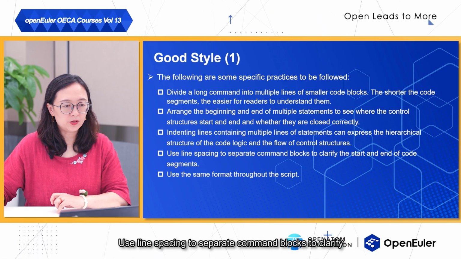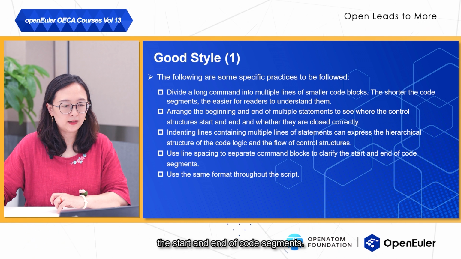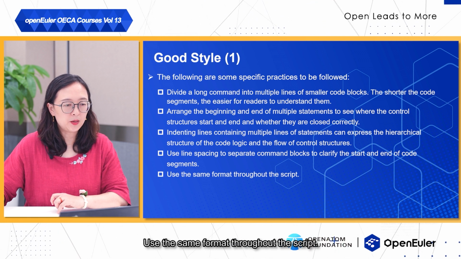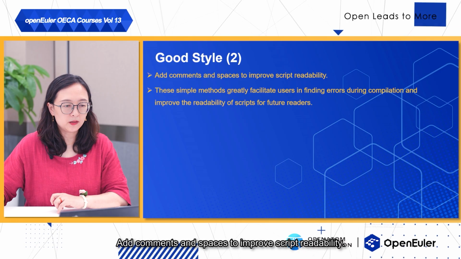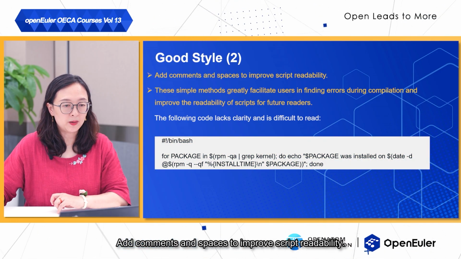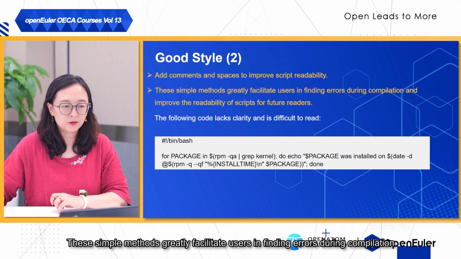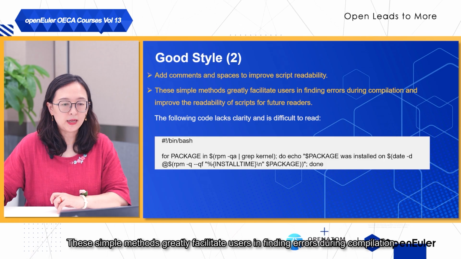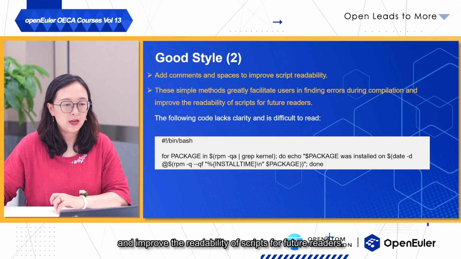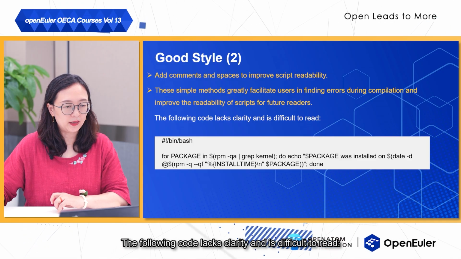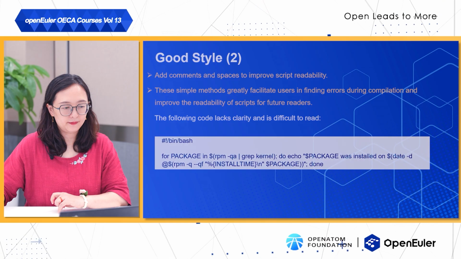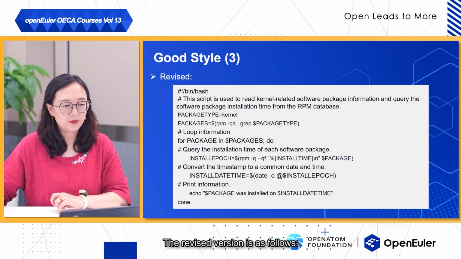Use line spacing to separate command blocks to clarify the start and end of code segments. Use the same format throughout the script. Add comments and spaces to improve script readability. These simple methods greatly facilitate users in finding errors during compilation and improve the readability of scripts for future readers. The following code lacks clarity and is difficult to read. The revised version is as follows.